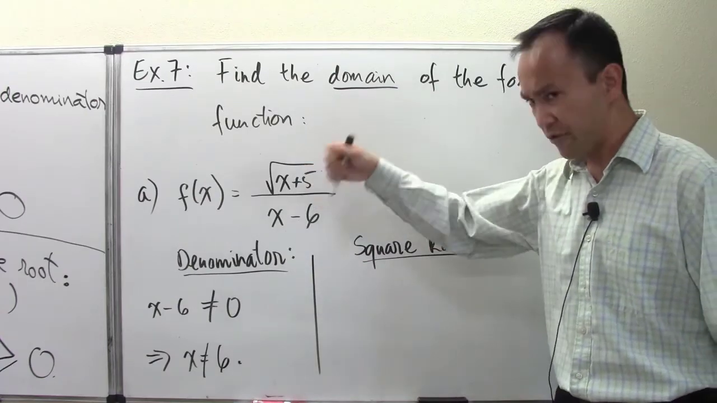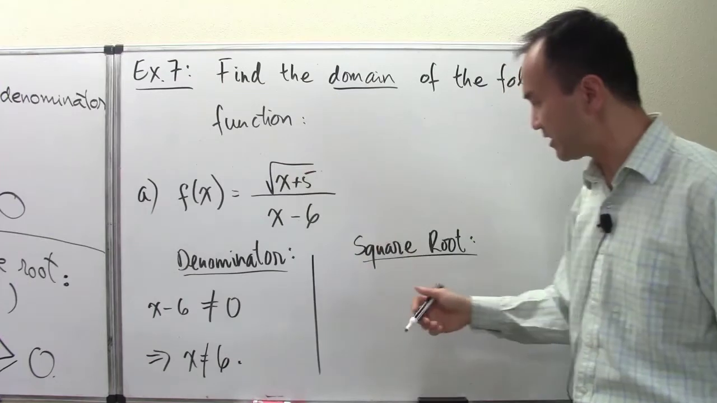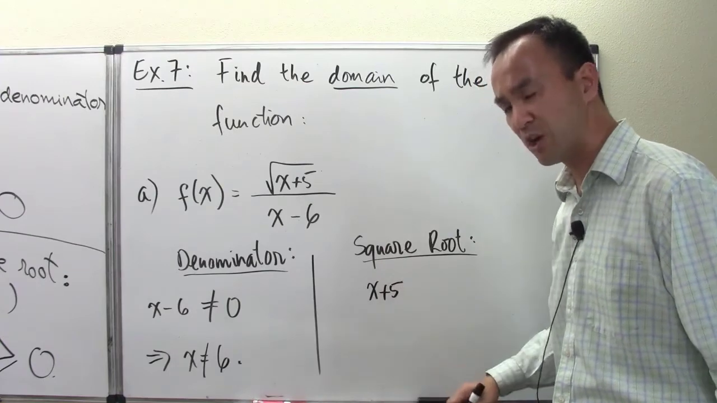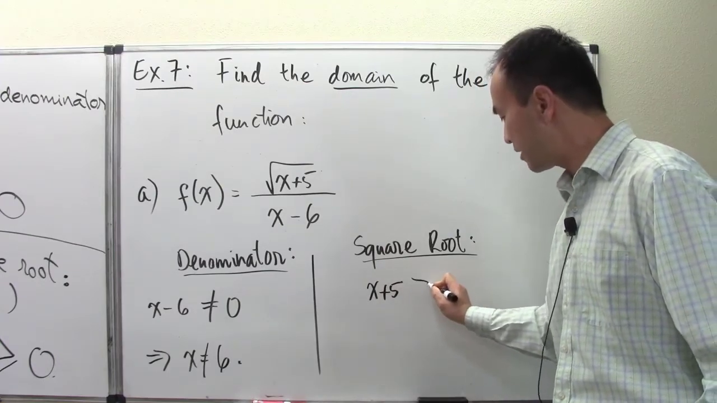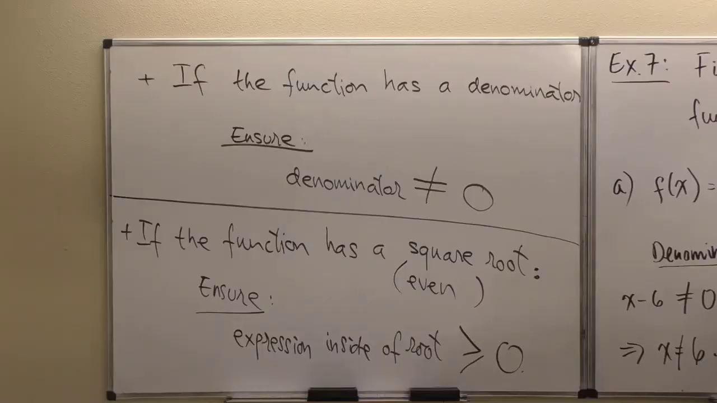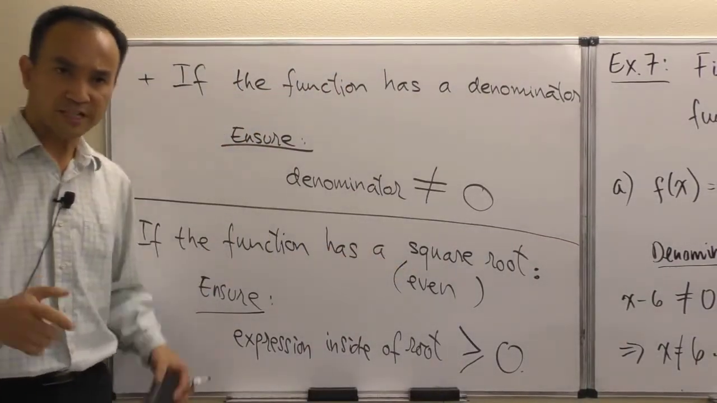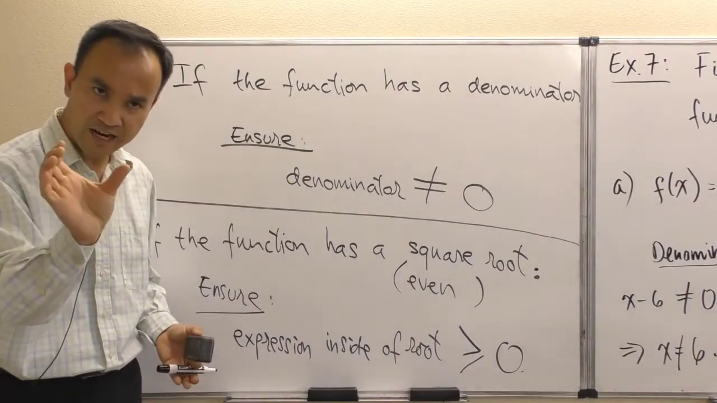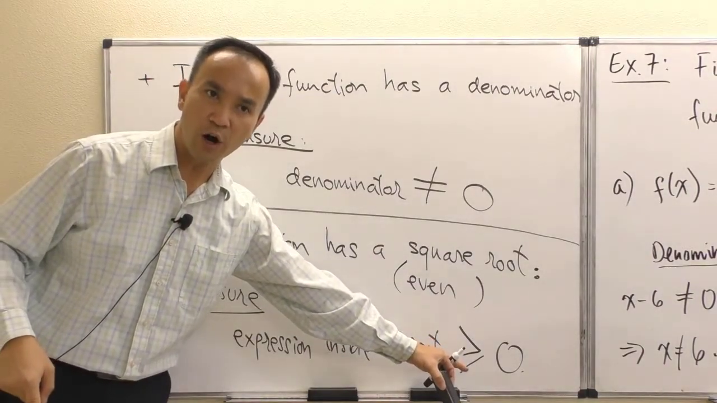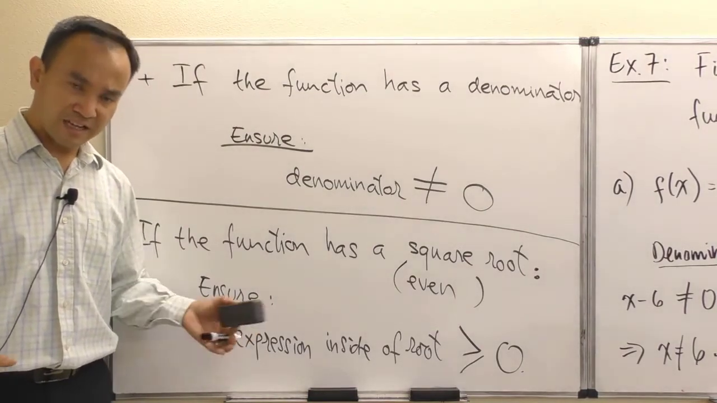Okay, so for the square root, I'm looking at the square root of x plus 5. So the expression inside, x plus 5, is what we need to ensure here. The entire expression inside the square root has to be greater than or equal to 0. I am following exactly the advice I wrote here: if the function has a square root, we take the entire expression inside the square root and ensure that it maintains an overall value greater than or equal to 0.